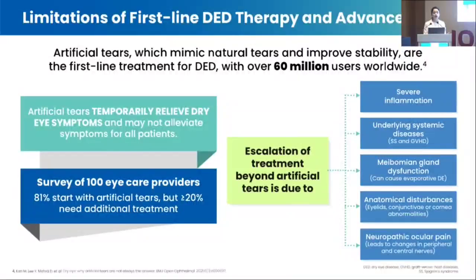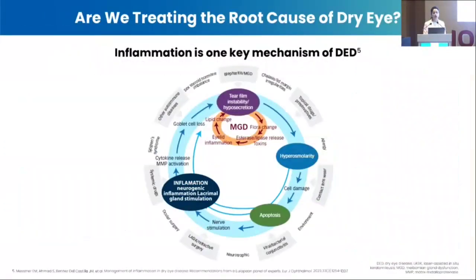Meibomian gland dysfunction, gadget usage, or unhealthy lids and glands, again you need to attend to those things more. Anatomical disturbances, and again neuropathic ocular pain, it's a very important new entity that has been included in the DEWS 2 classification. Neuropathic pain, which I like to explain as pain without stain. That means you're not seeing anything but the patient is complaining of pain. So hyperosmolarity and inflammation lie at the heart of dry eye disease. This is what I want you to get from this.